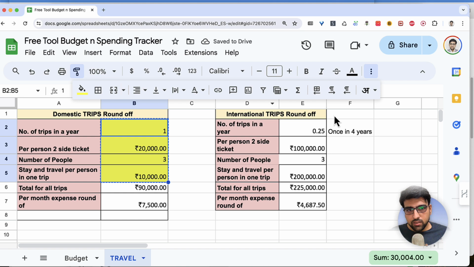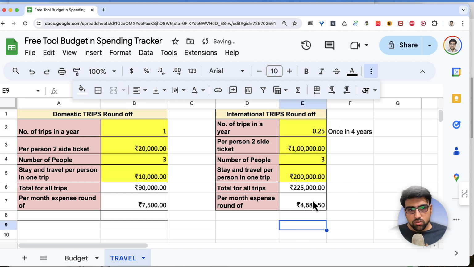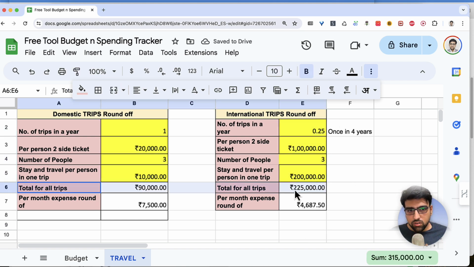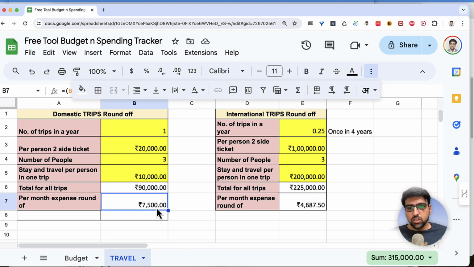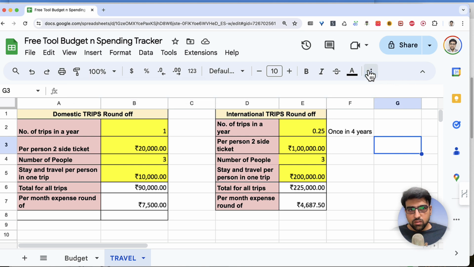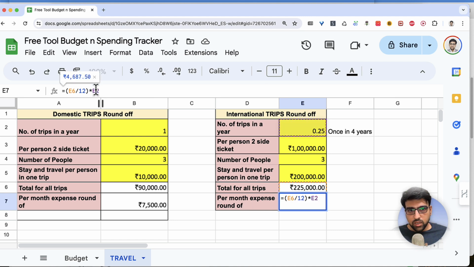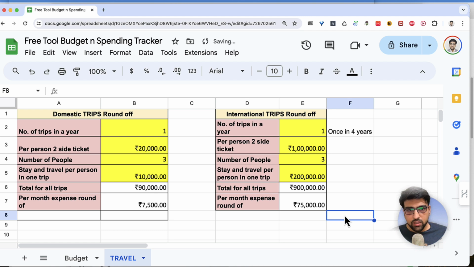And then same for the international trips as well. Once you do that, it will calculate your total for trips required for the year and how much you should be setting aside per month for these requirements, right? If you see in the formula, it is this number by 12, this number by 12, and it is multiplying it by E2, which is the number of times you are going to take. In this case, we are talking about taking it once in 4 years. So that way your number will get reduced, right? When you say 1, it will obviously get multiplied.